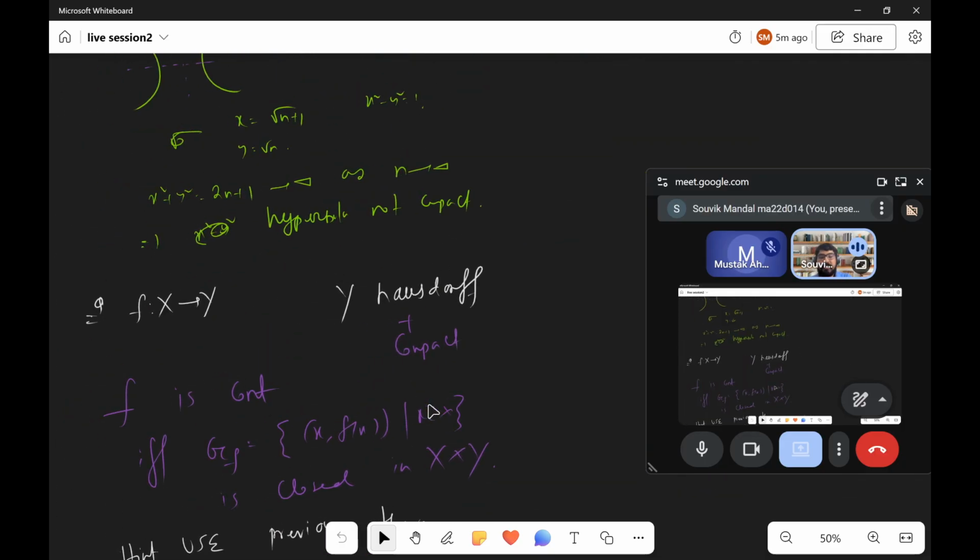So basically, this problem has two parts. One part is that if f is a continuous map, its graph is closed. And the second part is that if the graph is closed, we need to show that f is continuous. So, Mustaq, please go through the argument once again and let me know if you have any question or doubt, or else we shall move to the next problem.